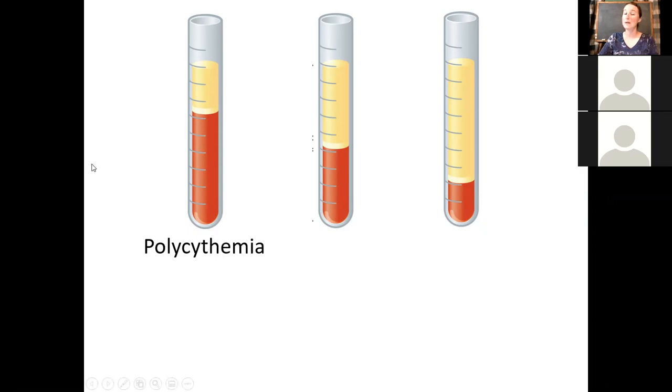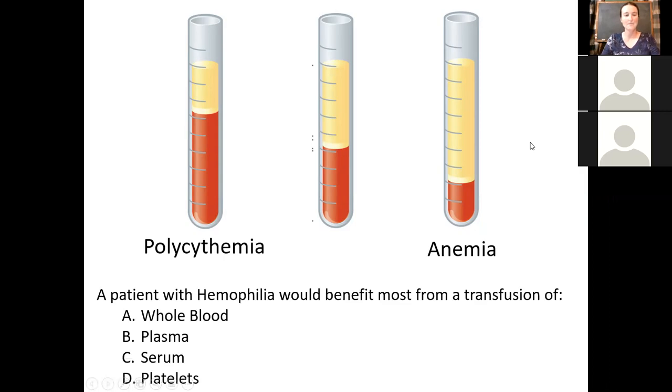So more red blood cells than you would expect. And of course, this over here is anemia, and this is quite anemic. All right, so polycythemia, normal, and anemia. Good. All right, one more.